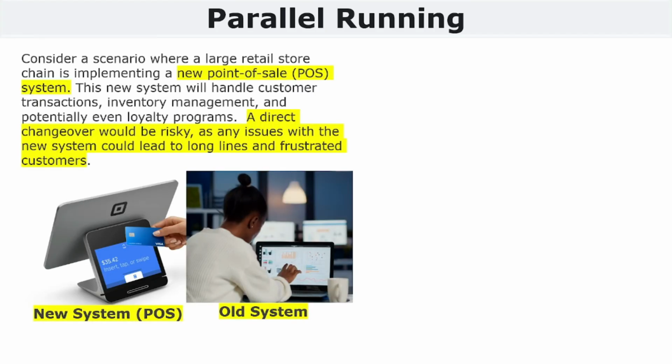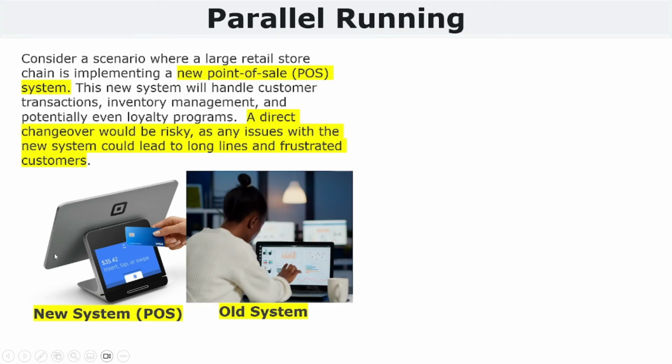The next one is the parallel running. With the parallel running, we can look at it also with this scenario. We have a large retail store that deals in chain implementation, and they want to introduce a new POS, right? So this is a new POS that they want to run, okay? They already have an old system where they just probably type whatever they need directly onto a computer, but they want to use a new system.